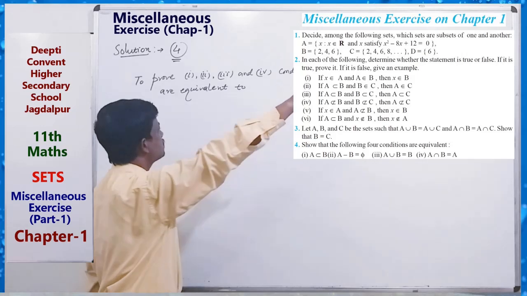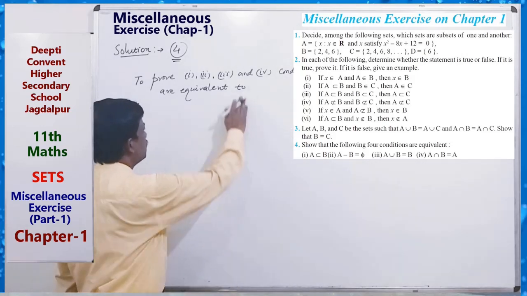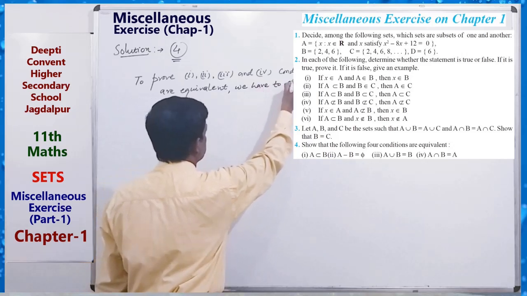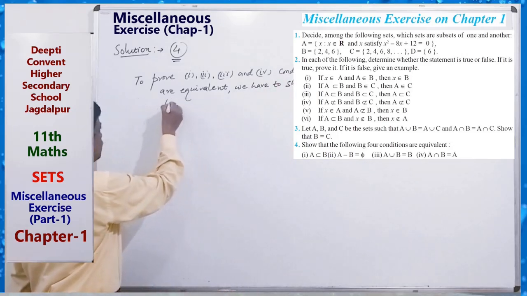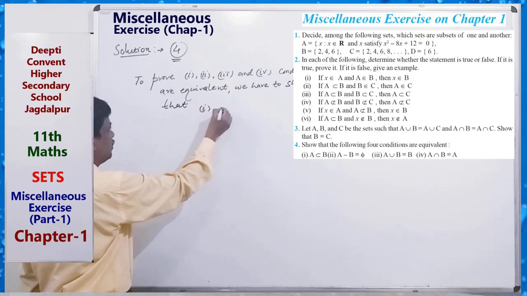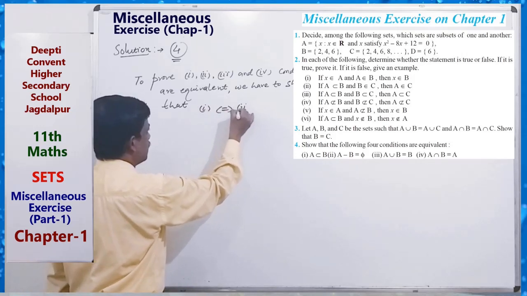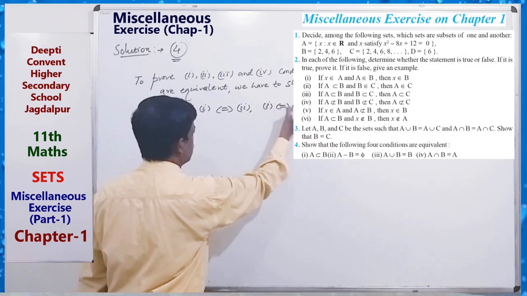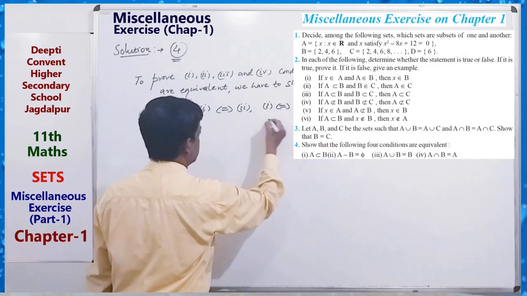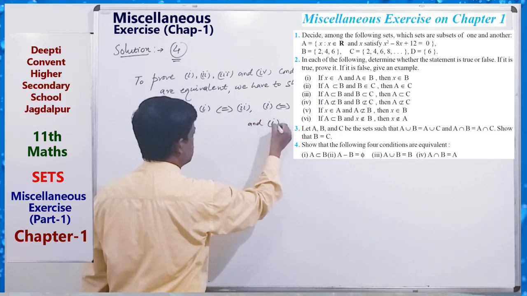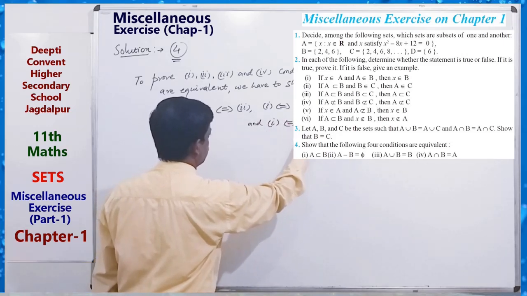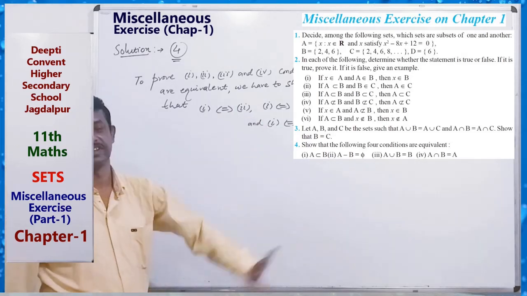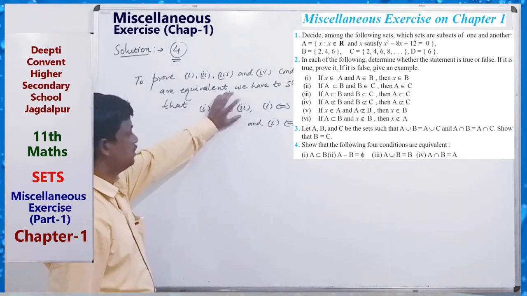To prove these conditions are equivalent, we have to show that first is equivalent to second, and first is equivalent to third, and first is equivalent to fourth. Okay, this will be our logical expression. So first of all we have to prove this.